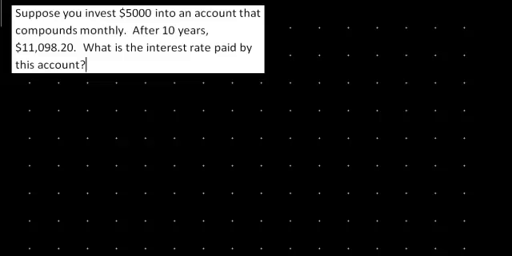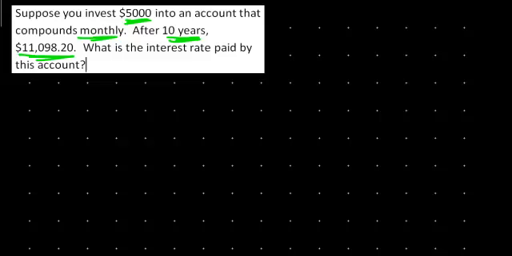Let's do one more problem here dealing with some money, some investments. So we've got 5,000 bucks that goes to an account, compounds monthly. After 10 years, that's how much we have. What is the interest rate paid on this account?